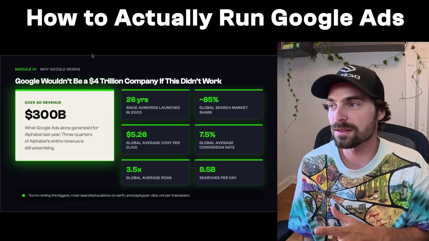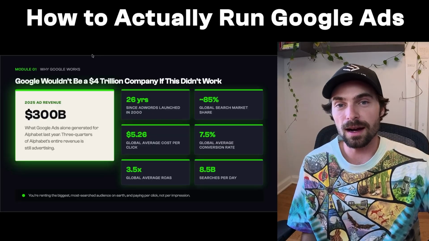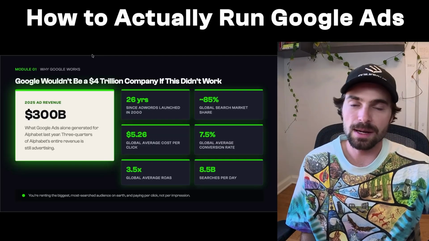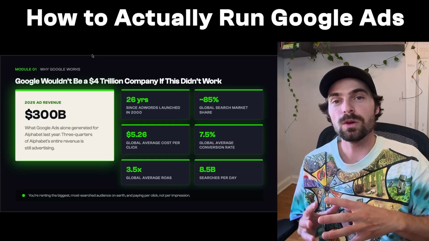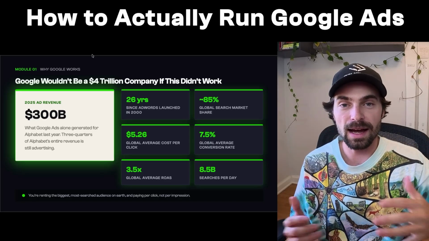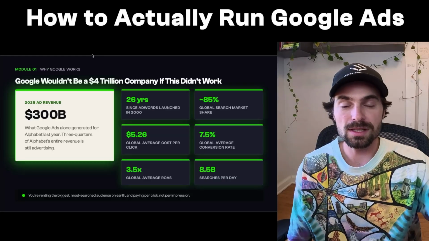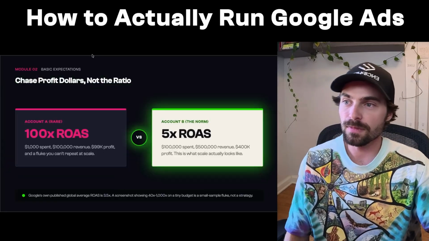And this $300 billion in revenue for Alphabet or Google is a huge majority of its overall revenue. They have other things, like Cloud, Gemini, Google Workspace, all of these things that people pay for. Google Ads makes up the majority of the revenue that Alphabet actually generates in total. So Google Ads does work. You just need to be able to do it properly so that it works for you.